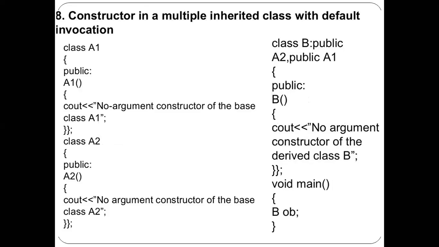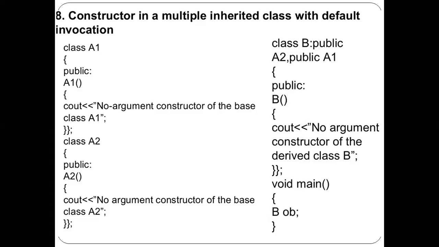Then we have seen the constructor for multiple inheritance, with default invocation. There, the sequence in which we call the constructors, or inherit, matters for displaying the output, and the execution starts with the default constructor that you have invoked. We have one rule when we are going with the constructor.